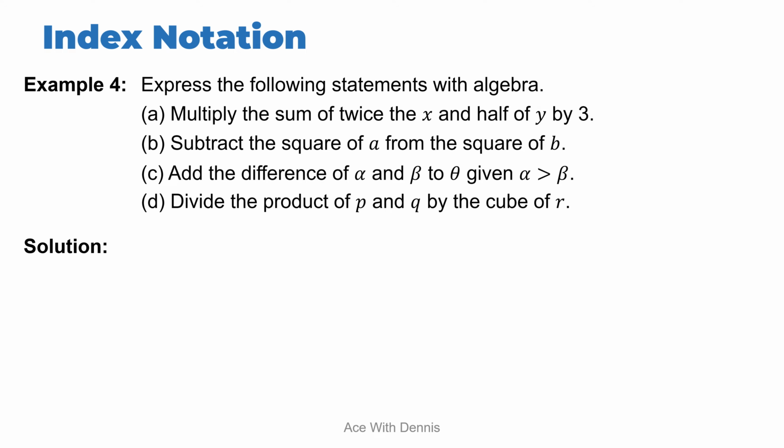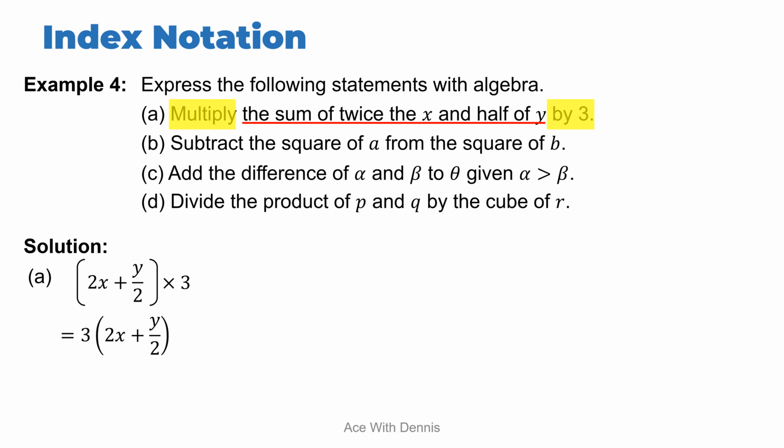So here's the solution. For this type of question, you have to be careful with the statement. Read the statement carefully and form the necessary expression. So for A, the sum of twice the x and half of y can be written as 2x plus y over 2. Then followed by multiply by 3. Hence, this whole thing times 3, or we get 3 bracket 2x plus y over 2.